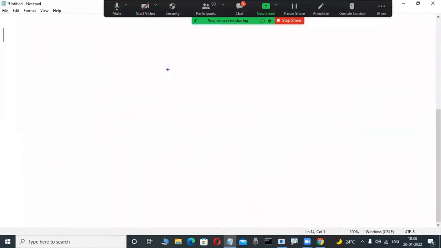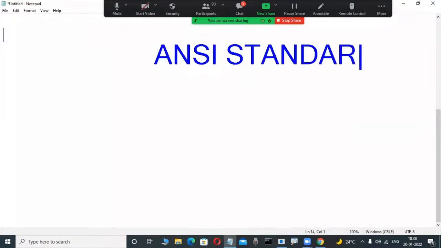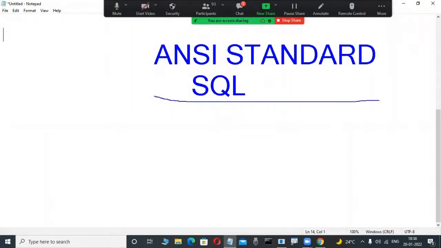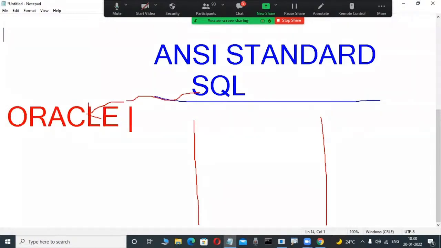Same here also. SQL is an ANSI standard language. ANSI, the American National Standards Institute, defines some standards for the SQL language. This ANSI standard language is used to operate all the relational databases. But observe, from this ANSI standard SQL, Oracle Corporation created their own SQL that is called Oracle SQL. That is important.